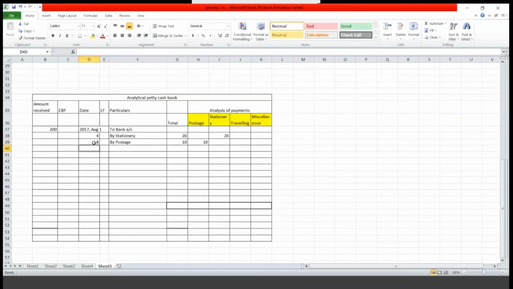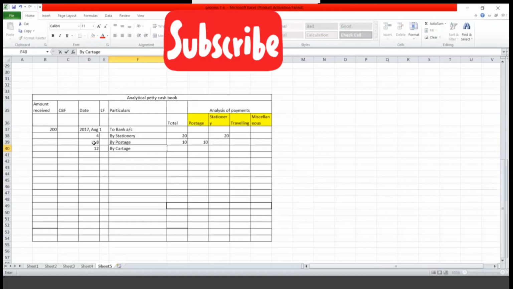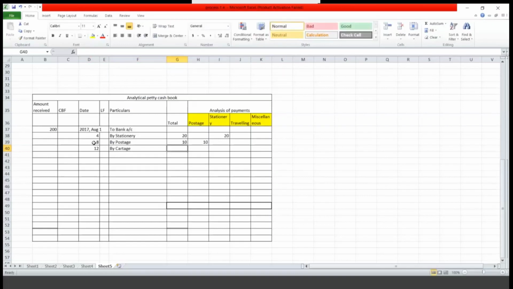And after that, paid cartage and coolie. On 12th, write down by cartage. Do we have cartage separately? No. Write down in the miscellaneous then. Next, after 12th, 15th. Paid for pencil, paper, extra. So all those can be called stationery. By stationery, what is the amount? 40 rupees. So again write down in the stationery 40 rupees.